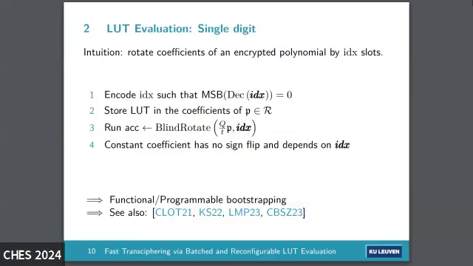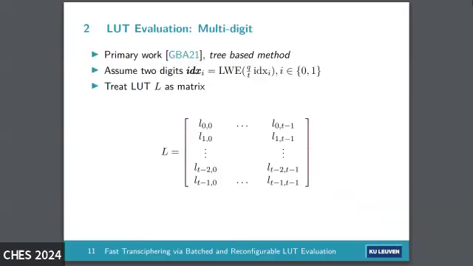More interestingly is, what do we do if we have multiple digits? So the primary work is from 2021. It was also published at CHES. And we'll look at the tree-based method. So I'm going to exemplify it by a two-digit case. So first, what we're going to do is treat the lookup table as a matrix, as seen here.